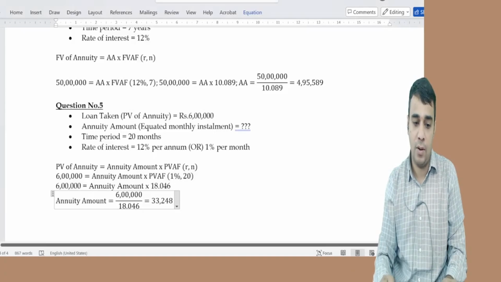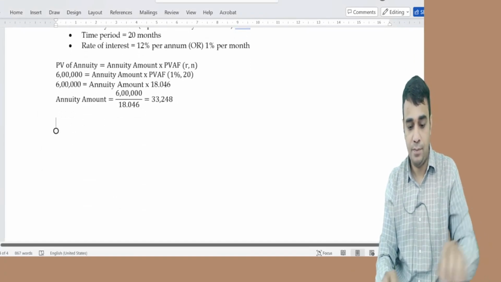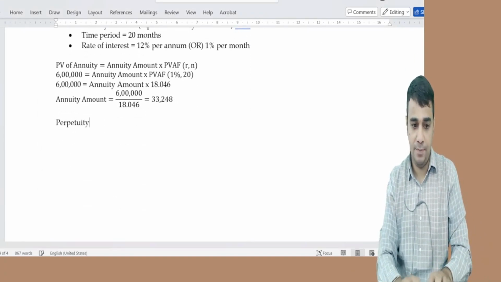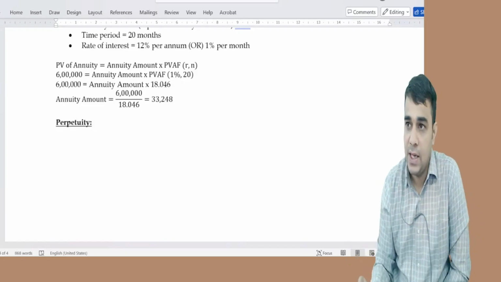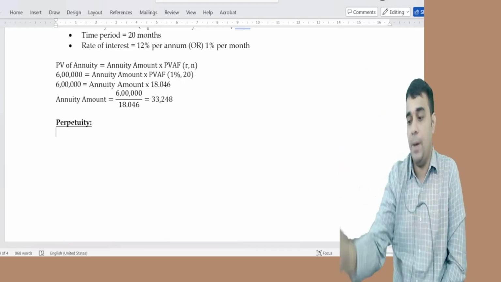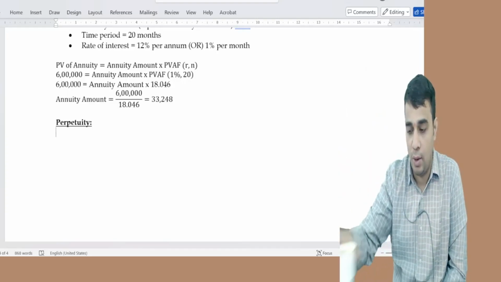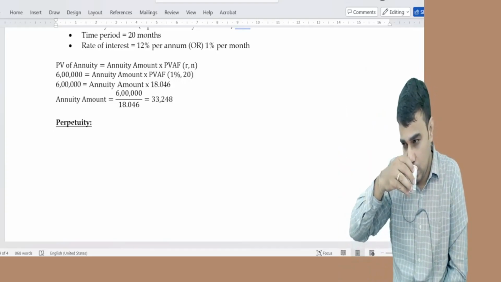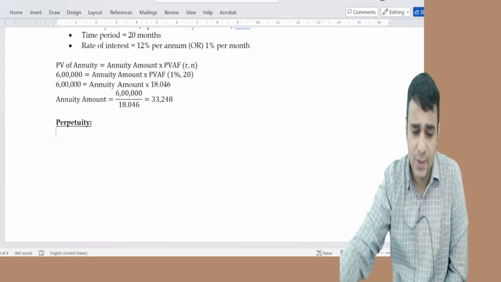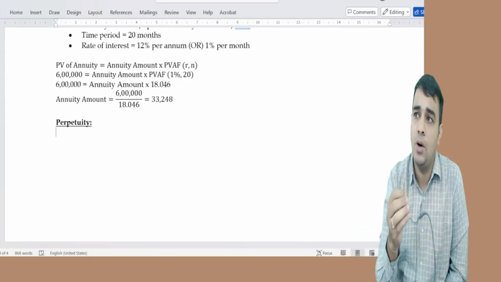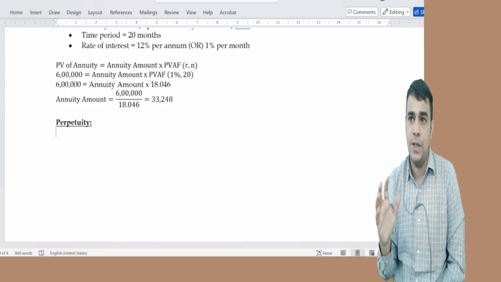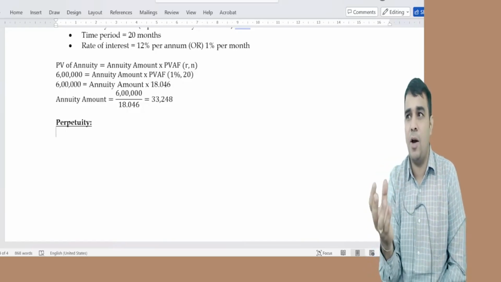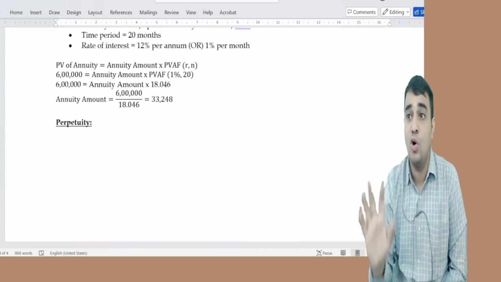Now comes something called perpetuity. Let's understand this first. Perpetuity means there is no end at all. Two things can happen: there is normal perpetuity and growing perpetuity. Both have the same formula, but normal perpetuity means no growth will happen.